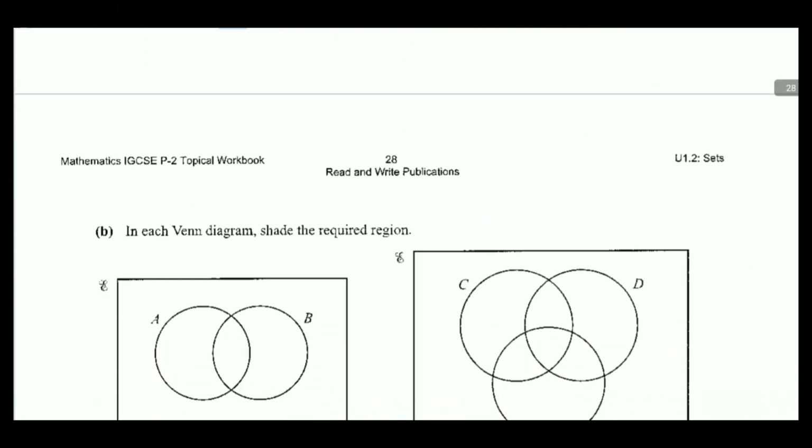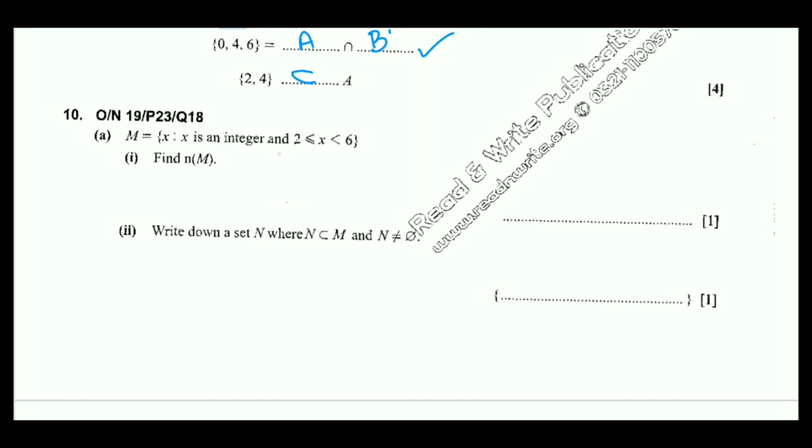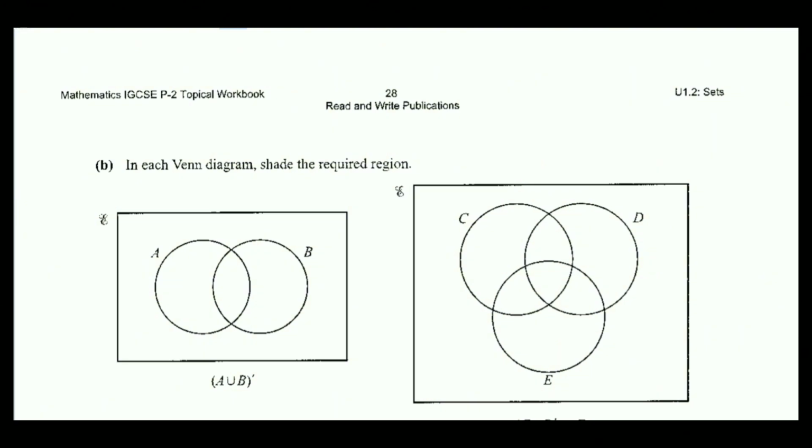Question number 11... you have to write this set in listing form, like 2 less than or equal to x, x less than 6 means from 2 to 5. 6 is not included and there is no equality sign with 6, and we can see the equality sign with 2. So 2 is included, 2, 3, 4, 5 will be included in M set, and the number of elements in this set is 4. You will write it 4. So this is the way how you can solve these types of questions.